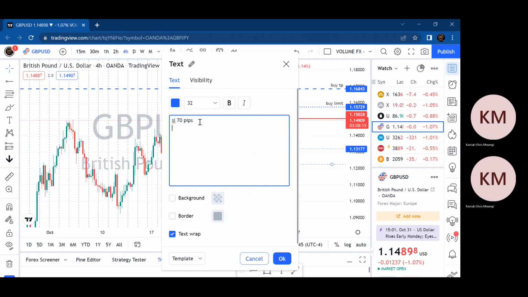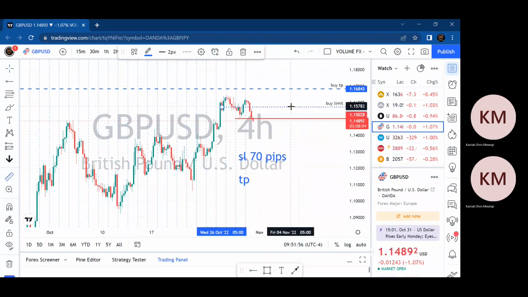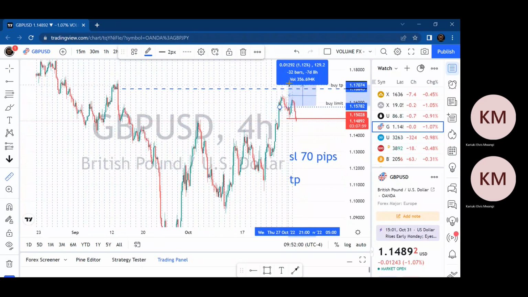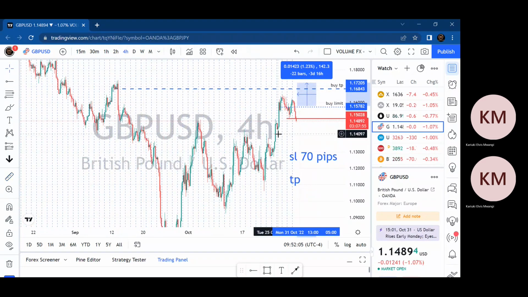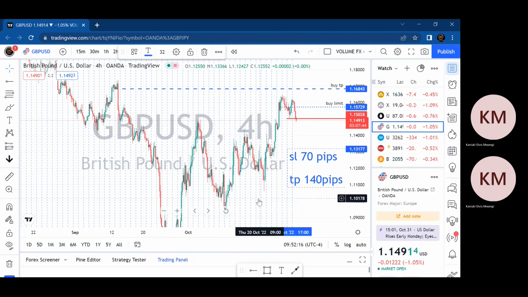What is my take profit? My take profit is 140. Yes, 140 pips. Okay, 140. Why 140? This is what it means.